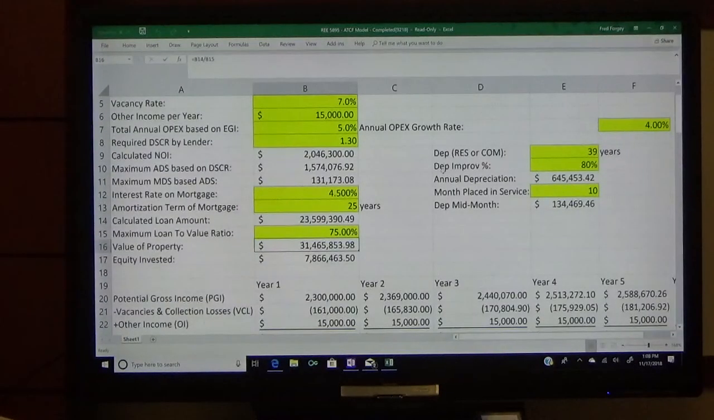Everybody good? Where did you get the improvement value from? Once again, we take the total value, which is given to you on the spreadsheet, and then use the 80%, which is also given to you on the spreadsheet for the improvements value, to get the 25 million. We know this is going to be commercial based upon what we're told here in the spreadsheet.